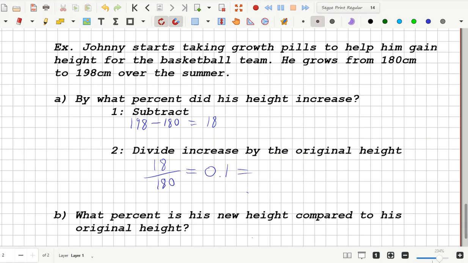I know that because to convert that to a percent, of course, we multiply by 100 again. So we move it 1, 2. I'd have to add a 0. So that would be a 10% increase.